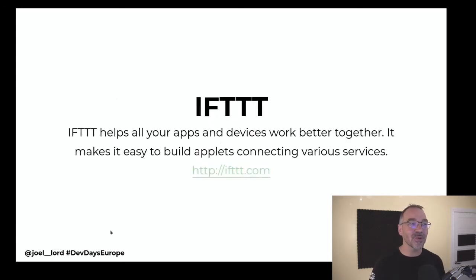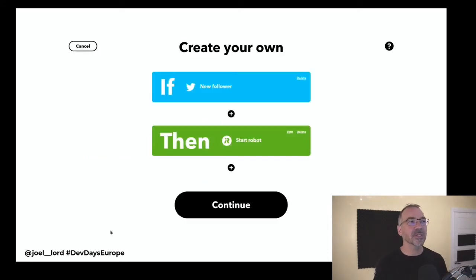IFTTT helps all your apps and devices work better together. It makes it easy to build applets connecting various devices. You can find out more information at ifttt.com. But what does it look like? Well, this is actually what it looks like. So IFTTT means if this, then that.